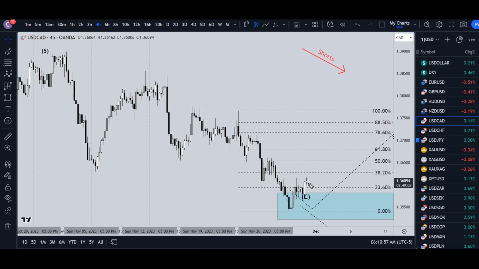If it's not a wave C, then the next move down will maybe make a bounce, but it will not break structure. It will make lower highs, and just keep on going down, and that's what's going to prove to me that we are in a wave 3 on the daily and weekly time frames.